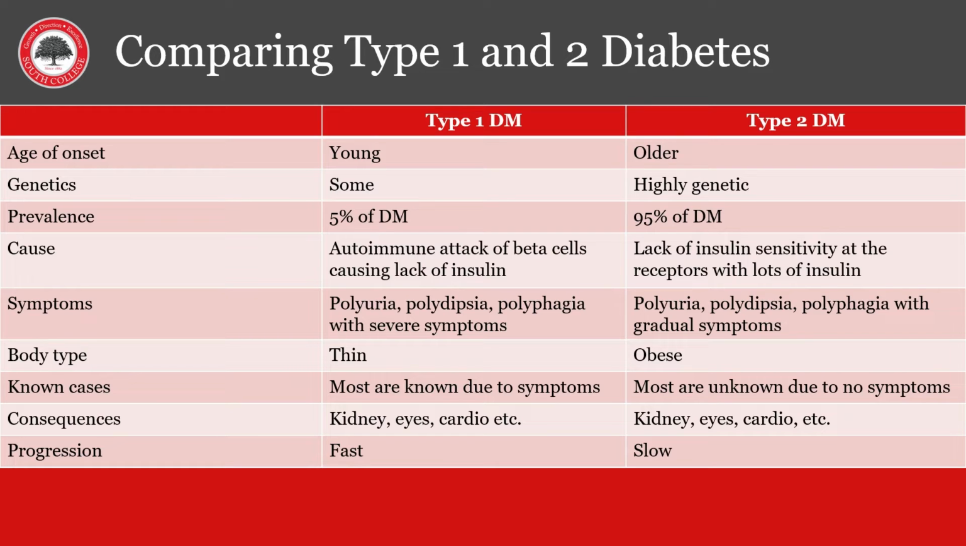The consequences are the same, but they are much faster in type 1. Progression is fast in type 1 and slow in type 2. Type 1 is about 5% of all cases of diabetes mellitus, while type 2 makes up 95%. Most type 1 diabetics know they have it, while most type 2 diabetics are unknown.